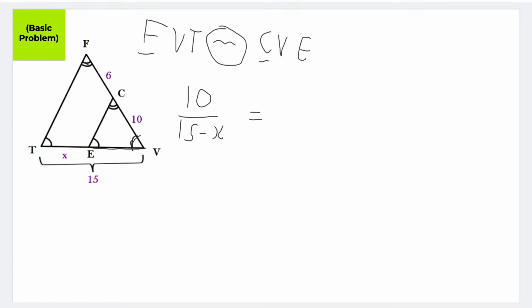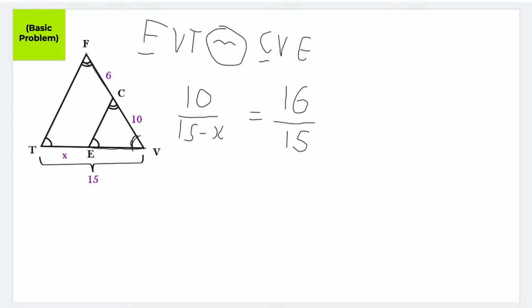Now we're going to take the other triangle, which is this one, FVT, and basically what is FV? It has to correspond to the other side, so FV is 16 because the corresponding side was 10. Now what is the other length? It's 15 as it says. So now this is the statement, and it's just a one variable statement, so it's easy to solve.